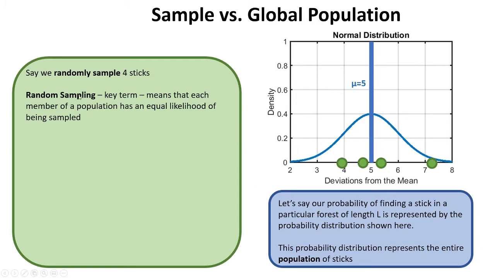And I said randomly sample. So random sampling is another key term that I'm throwing at you here. And this means that each member of the population has an equal likelihood of being sampled. True random sampling is sometimes hard to accomplish in studies. There can be biases in studies that people will talk about by age group, or most of the complaints that you find in correlative studies is that there's not true random sampling.